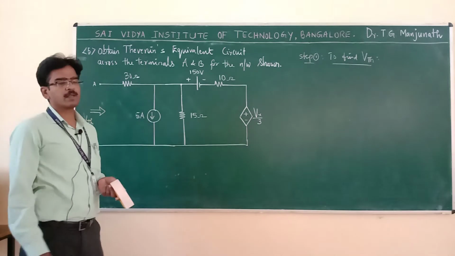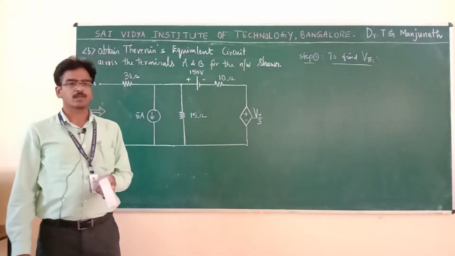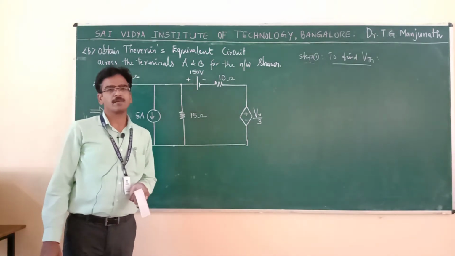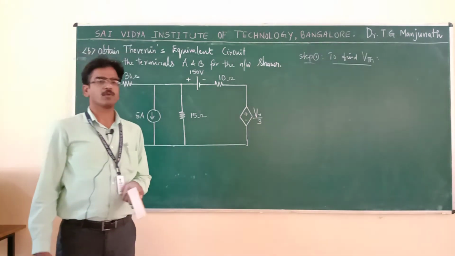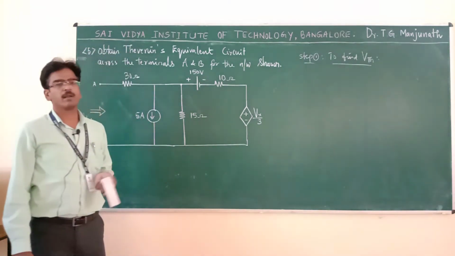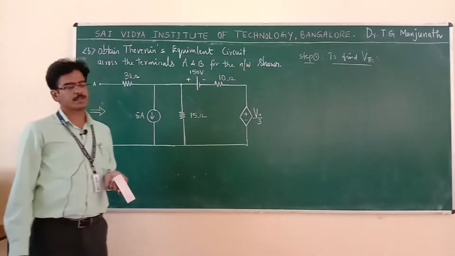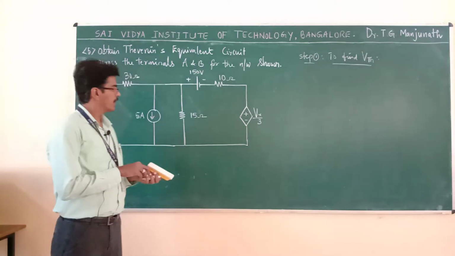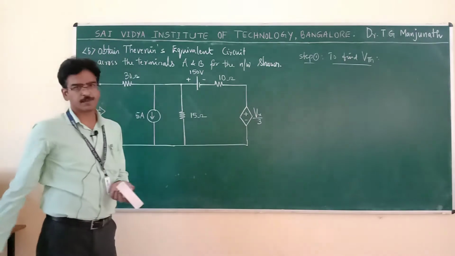To find voltages or currents in the given network, we have two laws. One is KVL, the other is KCL. KVL means we have to go for mesh analysis. KCL means we have to go for nodal analysis. Any one technique you can apply to find currents or voltages. Now, I will go for mesh analysis. In this network, you have two meshes.